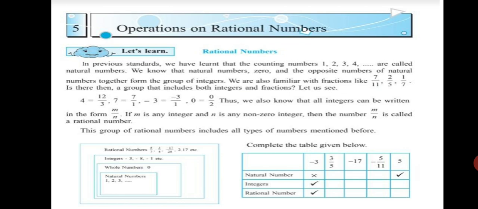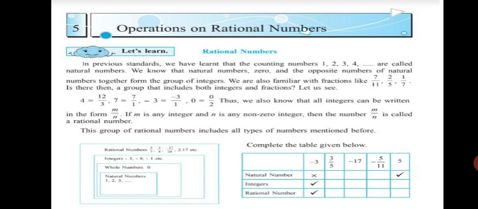We are also familiar with fractions like 7 upon 11, 2 upon 5, 1 upon 7. So is there then a group that includes both integers and fractions? Let's see. 4 means 12 upon 3, right? You can write 4 as 12 upon 3 or 12 upon 3 can be written as 4 because they are equal. You can solve, 3 4s are 12 and the answer is 4.